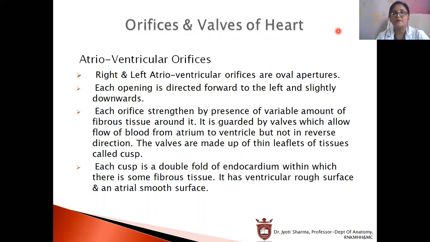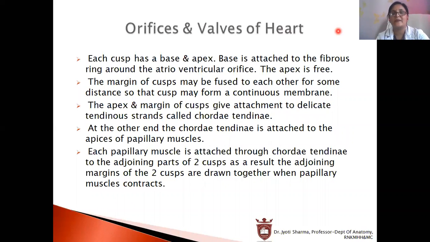The valves are made up of thin leaflets of tissue called cusps. Each cusp is a double fold of endocardium within which there is some fibrous tissue. It has a ventricular rough surface and an atrial smooth surface. Each cusp has a base and an apex. The base is attached to the fibrous ring around the atrioventricular orifice, and the apex is free.